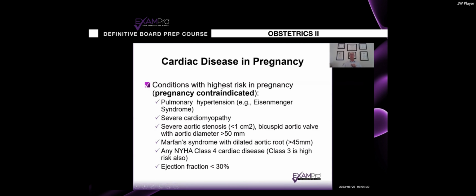Finally, what are the conditions with highest risk in pregnancy? Obviously, pulmonary hypertension or Eisenmenger syndrome. These are the people who have a left to right shunt through a defect. They have upwards toward 50% mortality risk in pregnancy. They really should not particularly become pregnant.